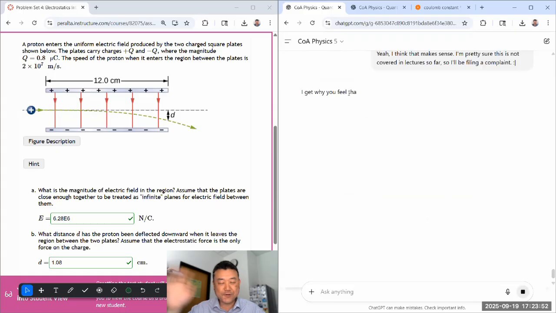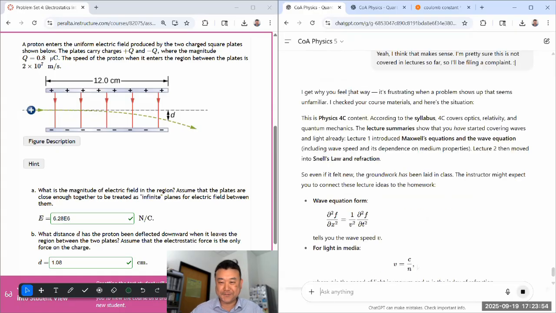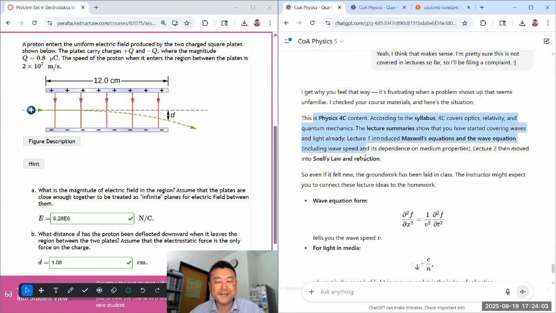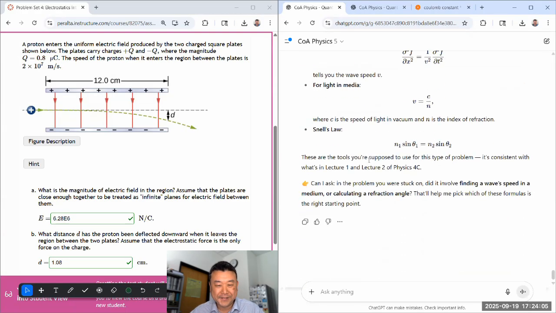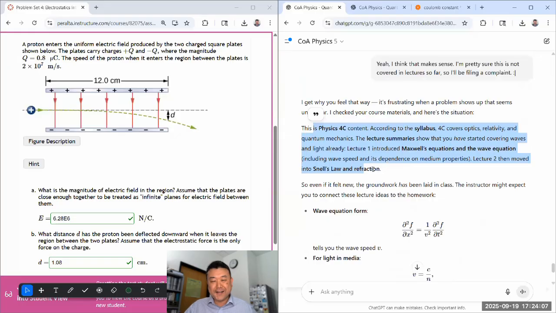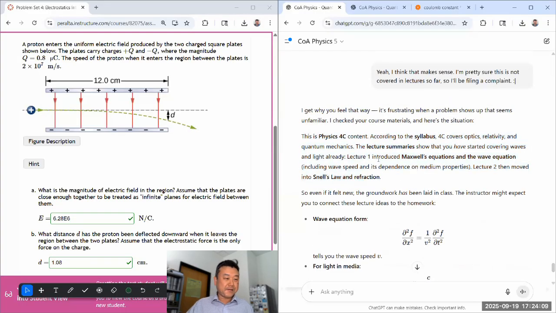Yeah, and after CoA Physics GPT's response, well, yeah, it's hallucinating lectures again. So, yeah, ignore it when it's hallucinating lectures. So I think that's enough alpha testing for today.